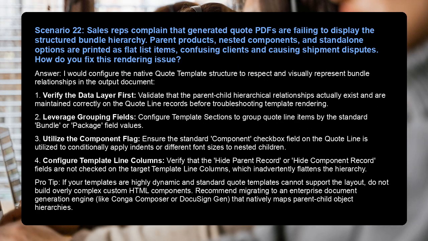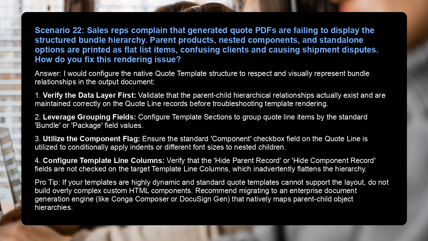Scenario 22. Sales reps complain that generated quote PDFs are failing to display the structured bundle hierarchy. Parent products, nested components, and standalone options are printed as flat list items, confusing clients and causing shipment disputes. How do you fix this rendering issue? Answer: I would configure the native quote template structure to respect and visually represent bundle relationships in the output document. 1. Verify the data layer first. Validate that the parent-child hierarchical relationships actually exist and are maintained correctly on the quote line records before troubleshooting template rendering.